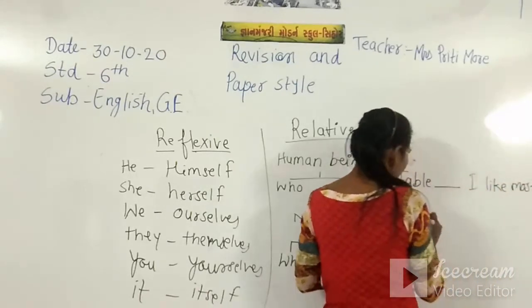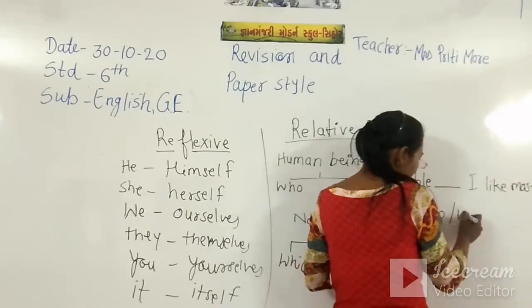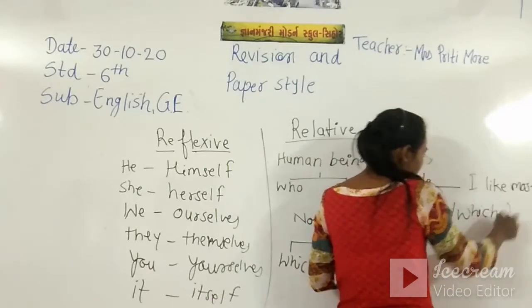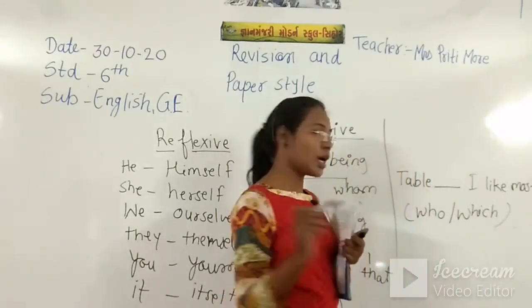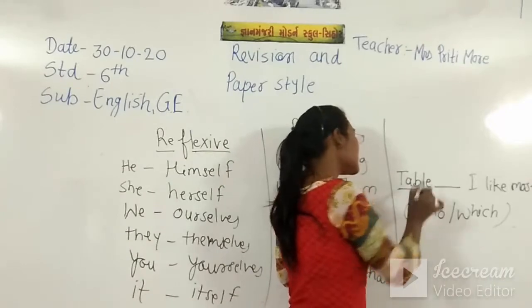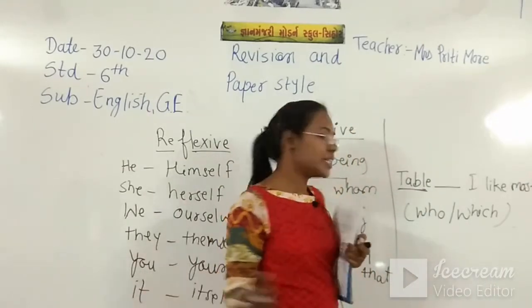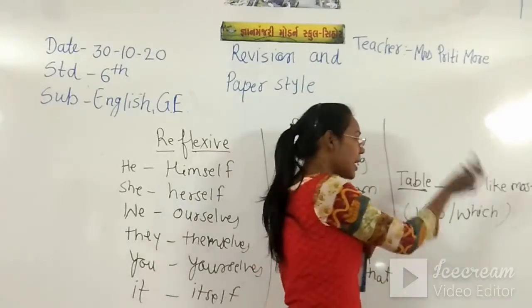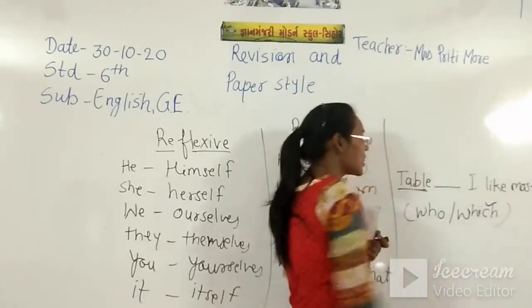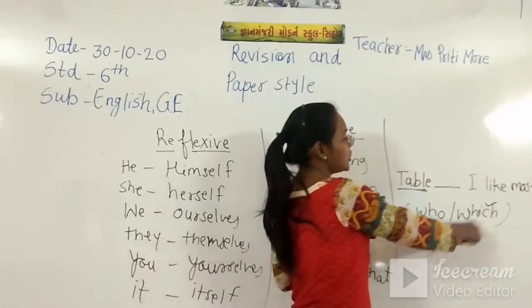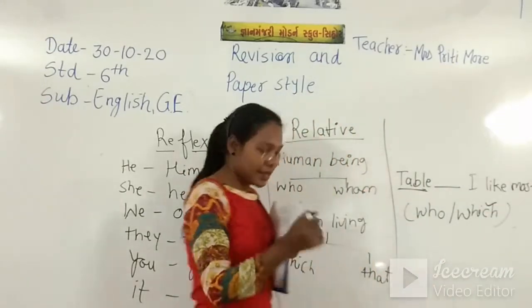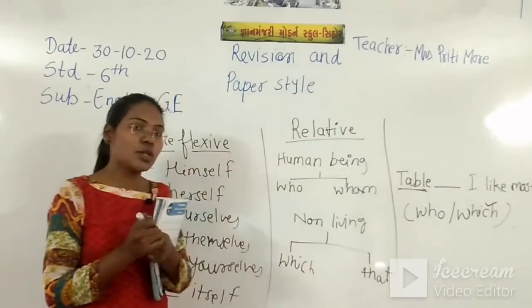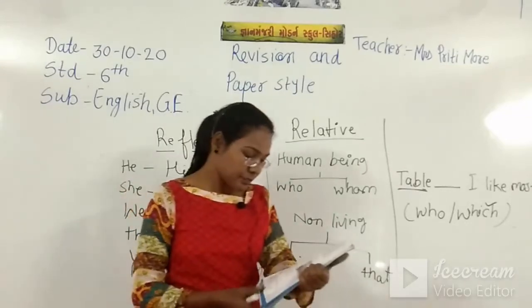In the options, who and which. So what you have to do, you have to see what the subject is. Subject is a non-living thing, and for non-living things we use which and that, but that is not there, so which is the correct option. Table, which I like most. Like this you have to solve this exercise.